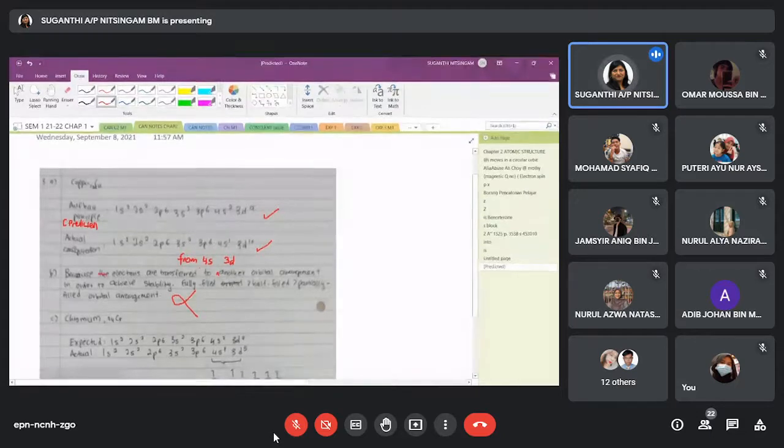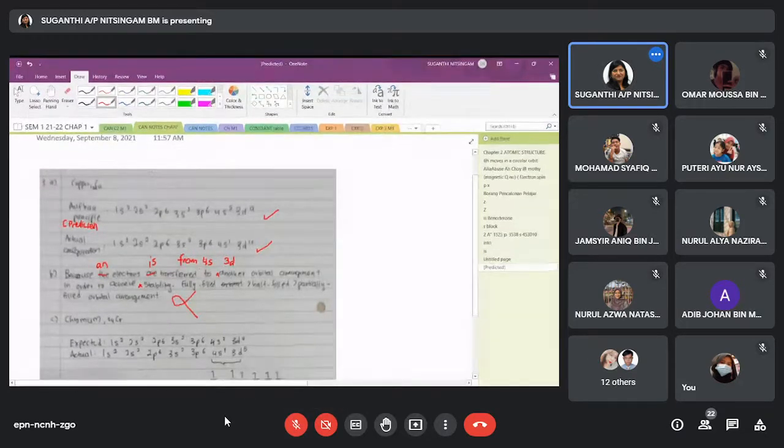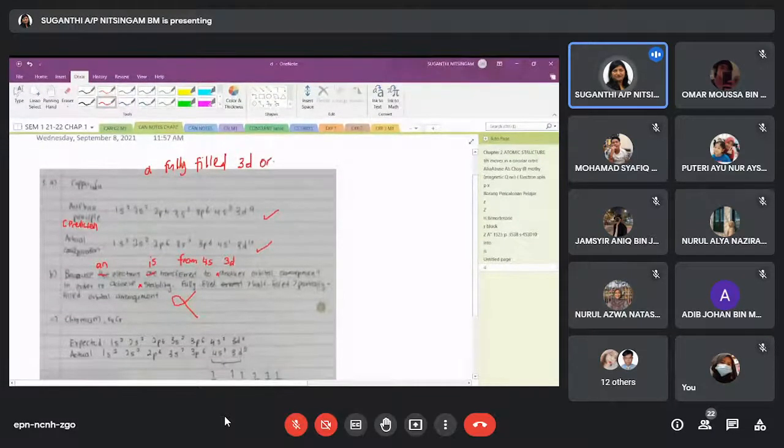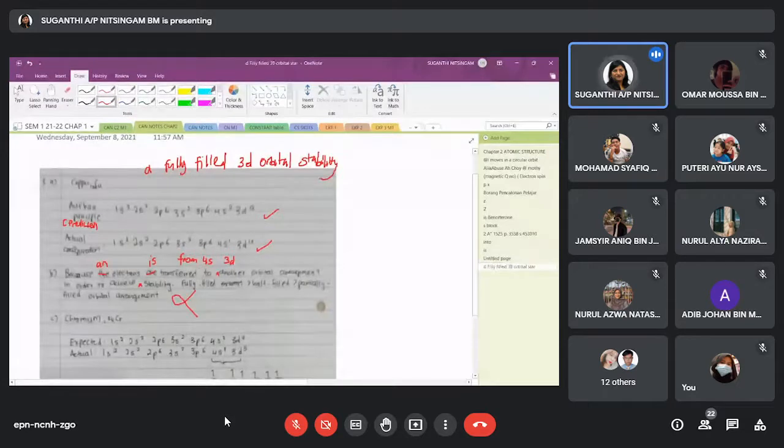D, not D, N electron. An electron is transferred from 4s to 3d orbital in order to achieve a fully filled 3d orbital stability. You must be very specific. Please don't just write it like that. Must write very specifically for this question.